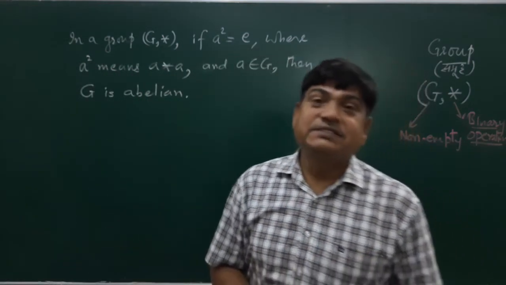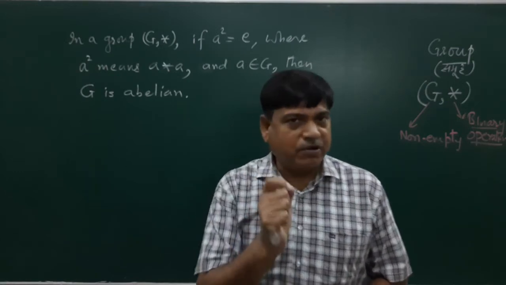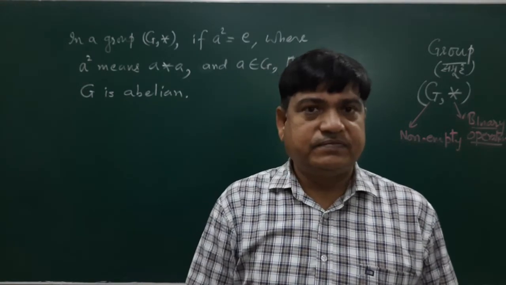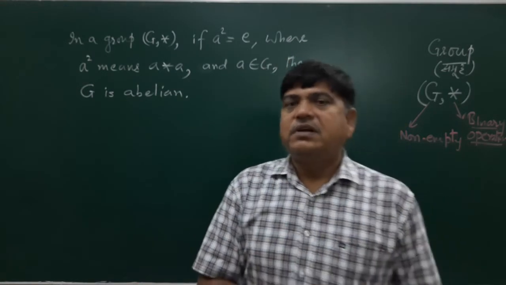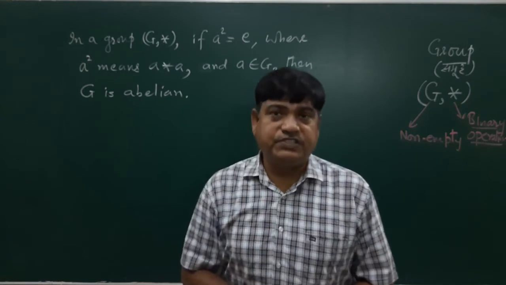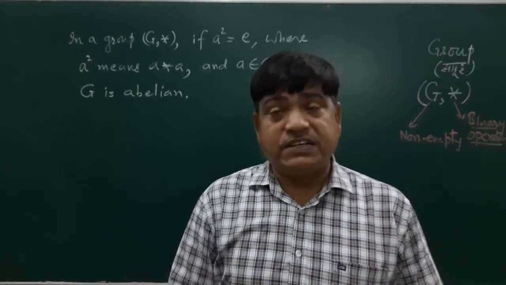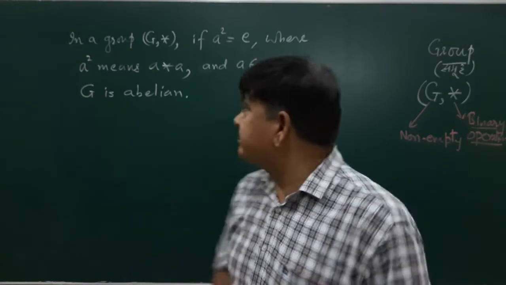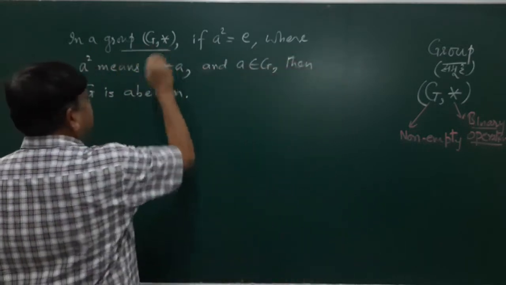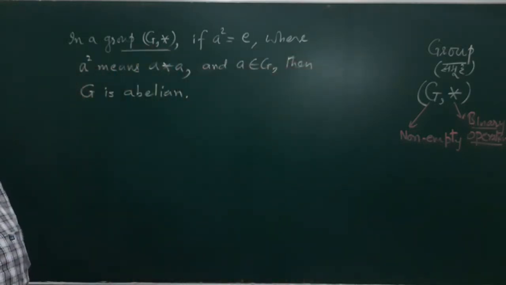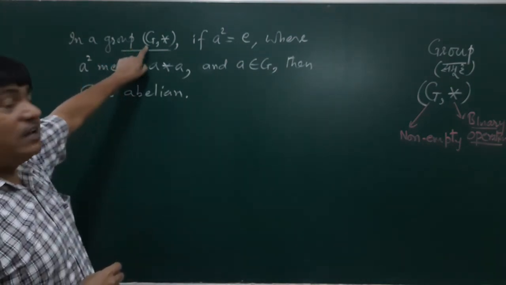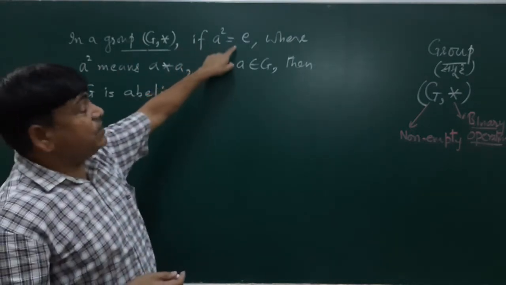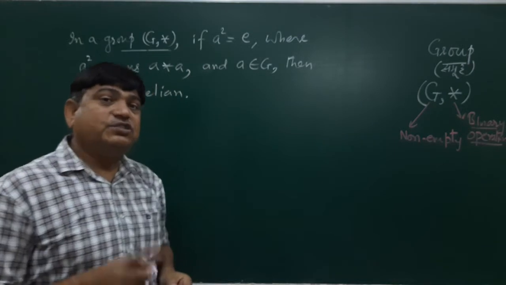Several times I told you, go through the problem or paragraph, whatever is given, very carefully. Find out what is given and what is to be proved. It is very important. Go through word to word and analyze. In a group means the group is given, non-empty set is G and binary composition is denoted by this one. If A square equals E in a group, this part is given.